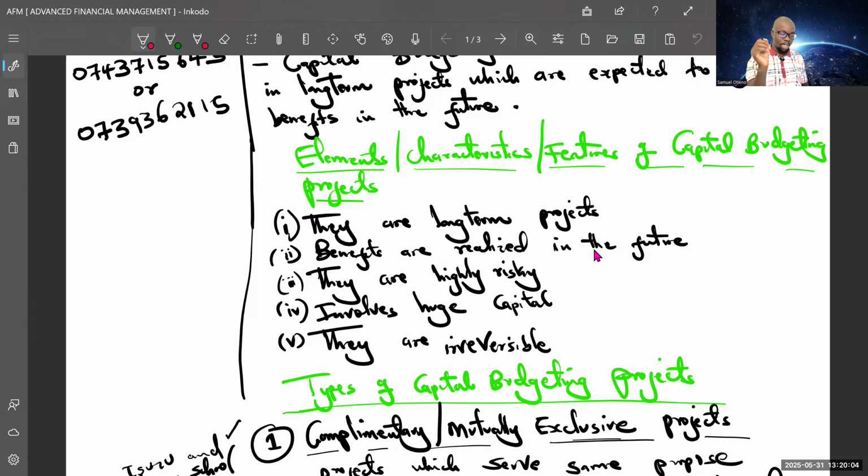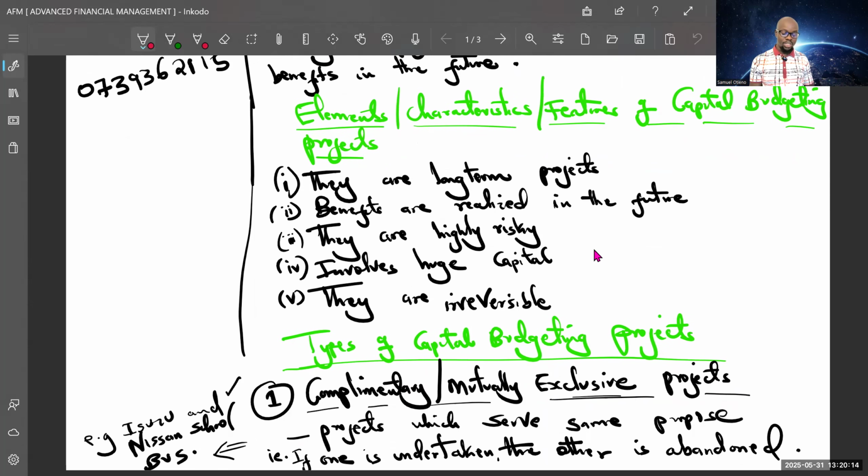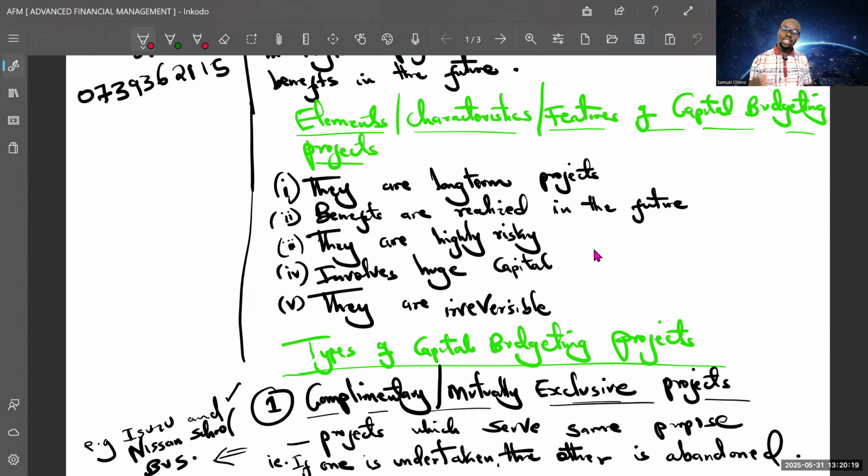It's very simple. And you realize that these are long-term projects. And the returns are realized in the future because they are long-term projects and they're highly risky. That is the third element which we discussed, involve huge capital outlay. And then we said that because these projects involve huge capital outlay, once you invest, once you put in your money, it might not be very easy to reverse. So that's why we say they are irreversible.